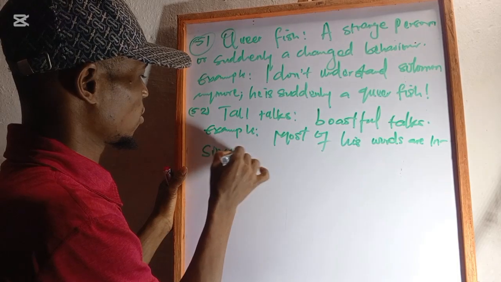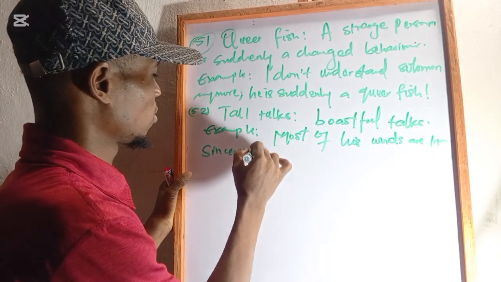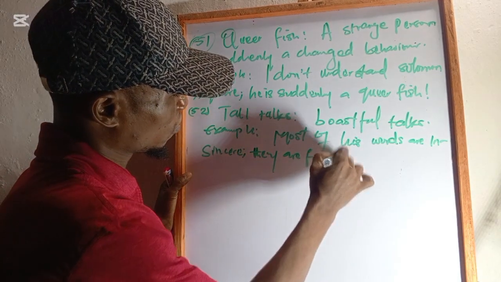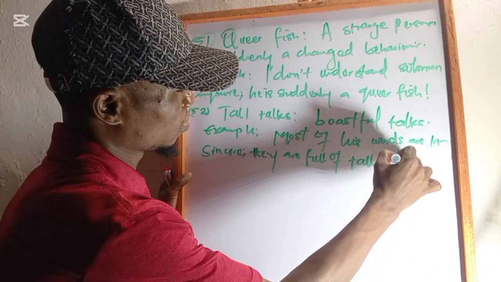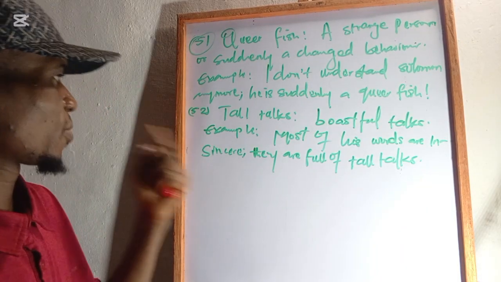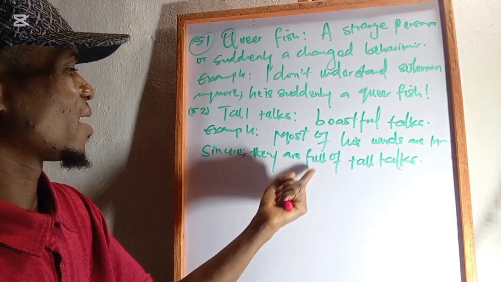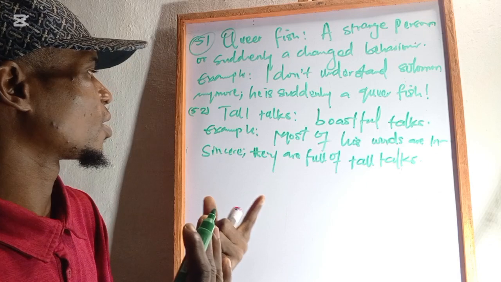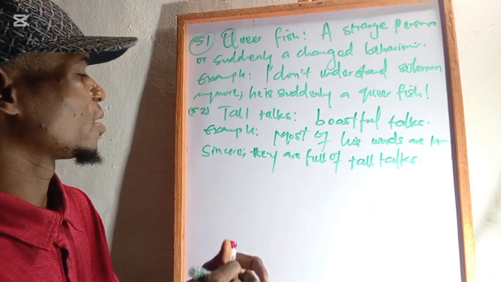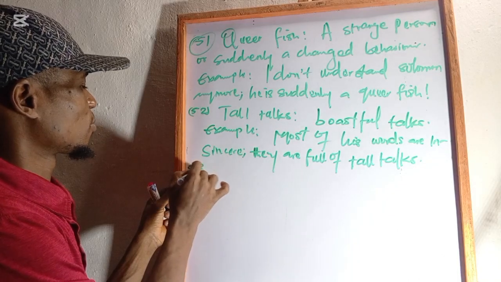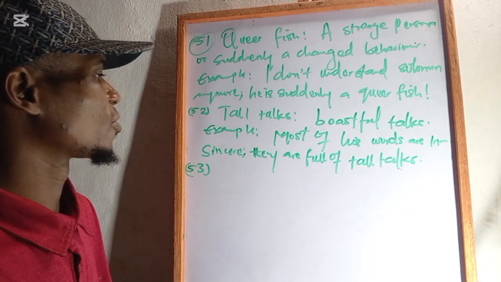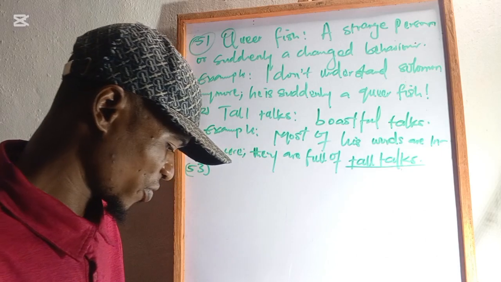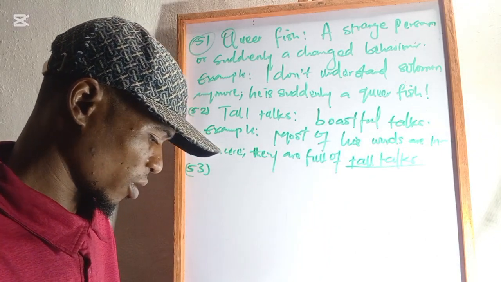Insincere. Most of his words are insincere. They are full of talk talks. So talk talk simply means boastful talk. Example: most of his words are insincere, they are full of words, or they are full of talks. In other words, they are full of boastful talks. Are you getting me?